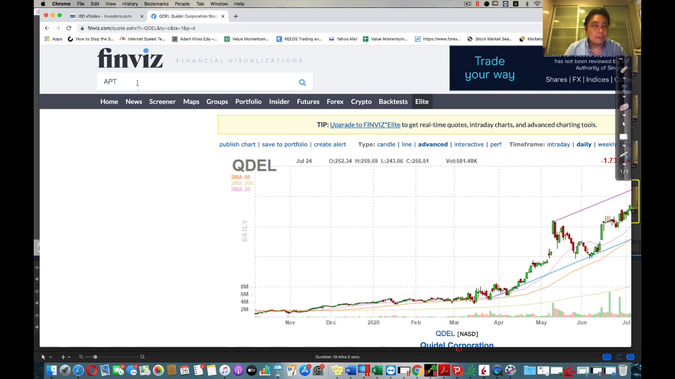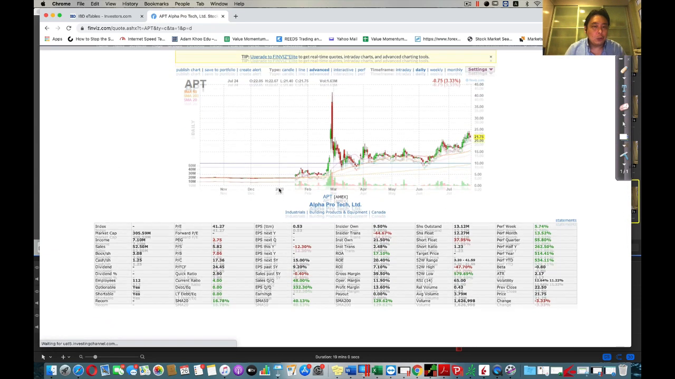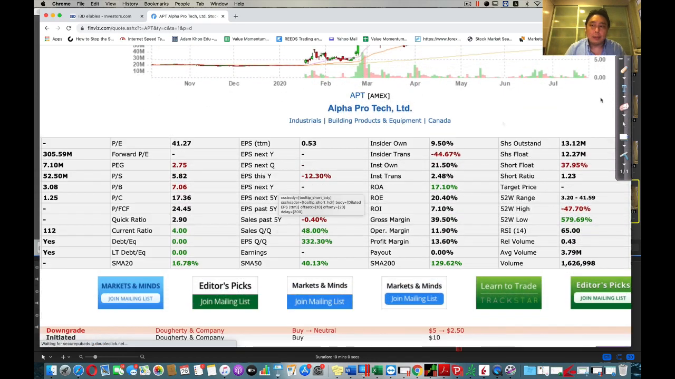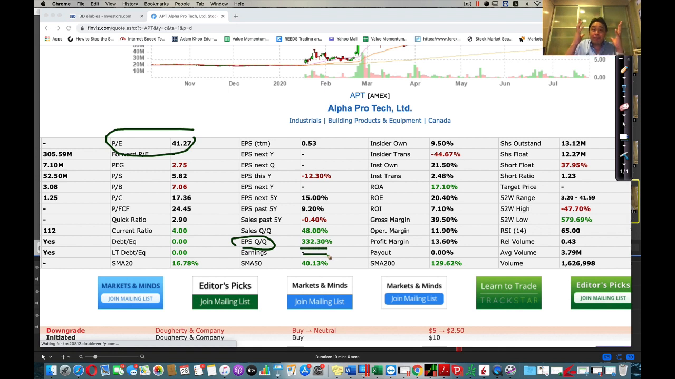APT, Alpha Protect, okay? So this one, you can see that the PE ratio is 41, right? But the growth in the earnings quarter over quarter is 300%, okay? And the sales growth quarter over quarter is 48%, all right? Now the growth for the year is 12%, but it's fine, you can pick any one of it.